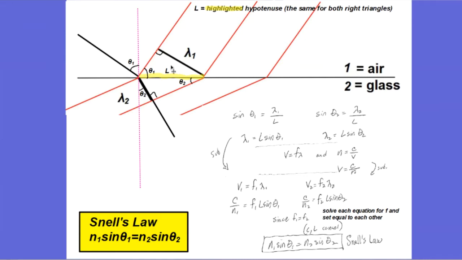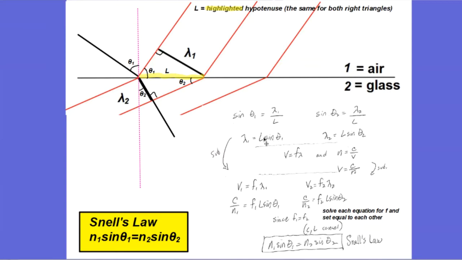Why did I do that? Well, because I'm going to analyze these two right triangles. This is one of the rays between the wavefronts. Here's another wave between the wavefronts, this one in the glass, this one in the air. And we notice that they share a hypotenuse, which I've labeled L. So let's do a little analysis and geometry on these two triangles here. First of all, the sine of the angle is equal to the opposite over the hypotenuse, so lambda over L, and that's true for both triangles.